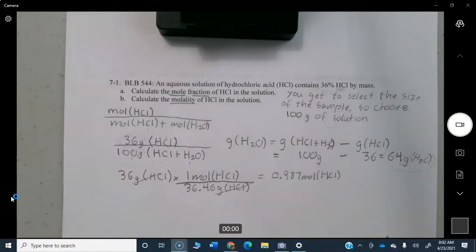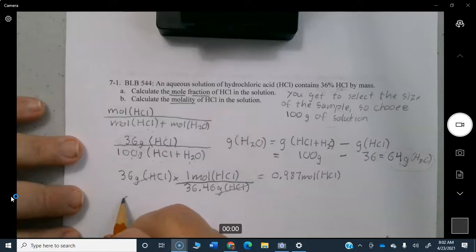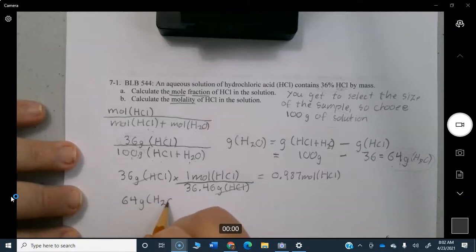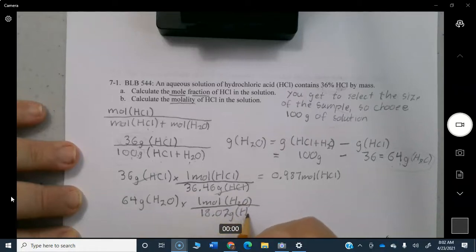64 is going to be the grams of water, and the molar mass of water we've done a lot of times before. And grams H2O cancels there and there, and you end up with 3.55.